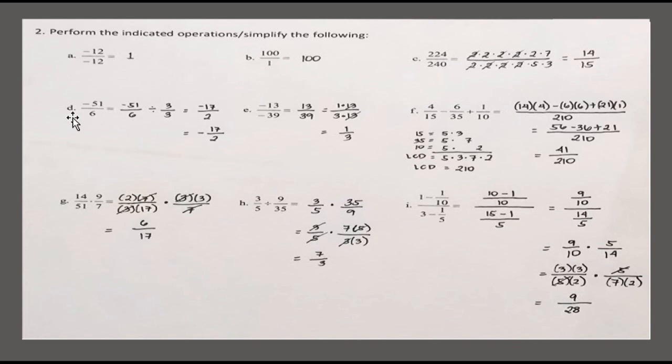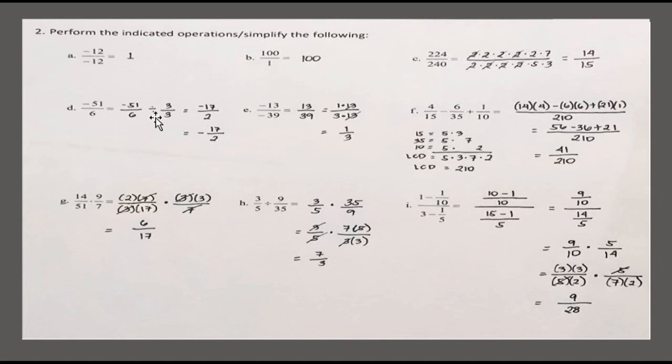Next, letter D. Negative 51 over 6 is equal to, another way is to get their divisibility. So, ang 51 o ang 6, unsa man ang ilahang number nga parehas sila ato divisible. So, si 51, makita na to nga divisible siya by 3. If we add 5 and 1, di ba 6? So, 6 is divisible by 3. 3 po sa denominator, 6 naman na siya, so divisible by 3 na gihapon siya.